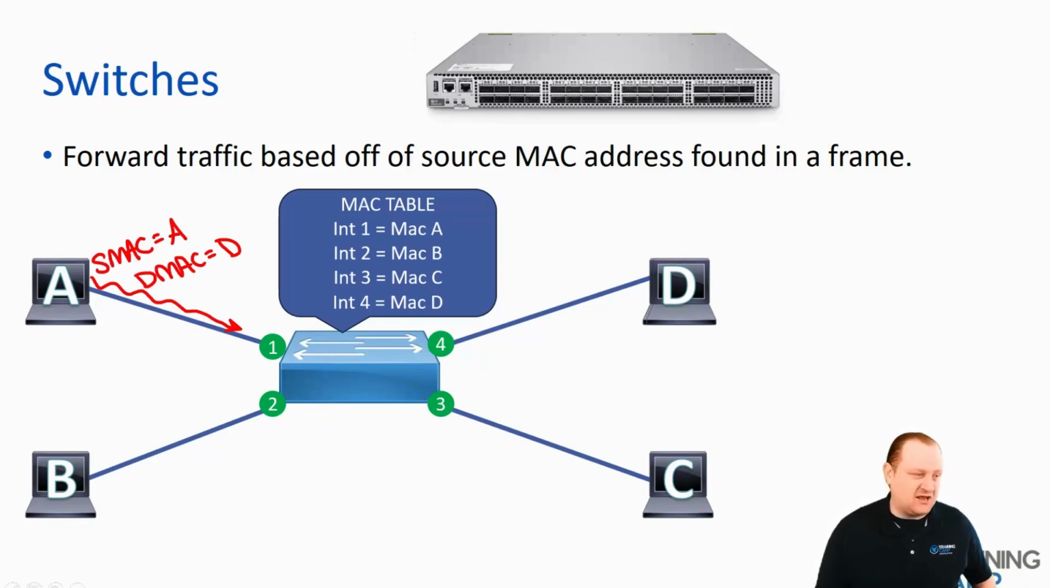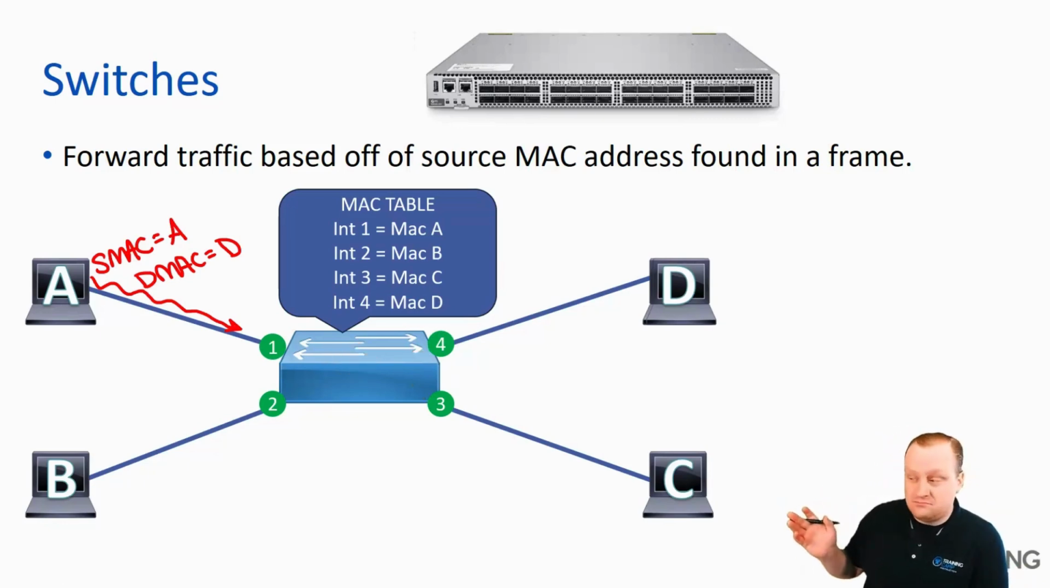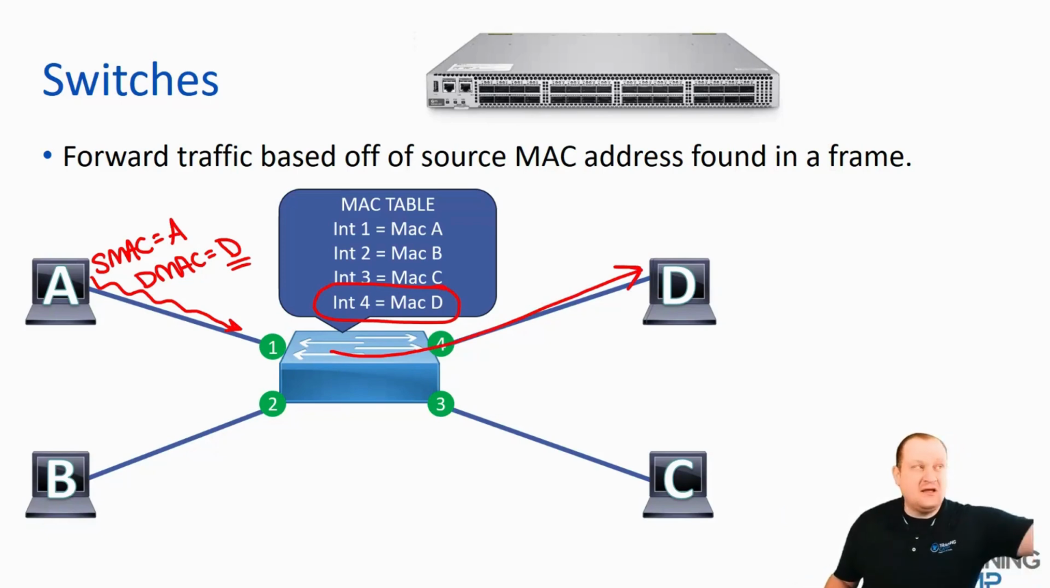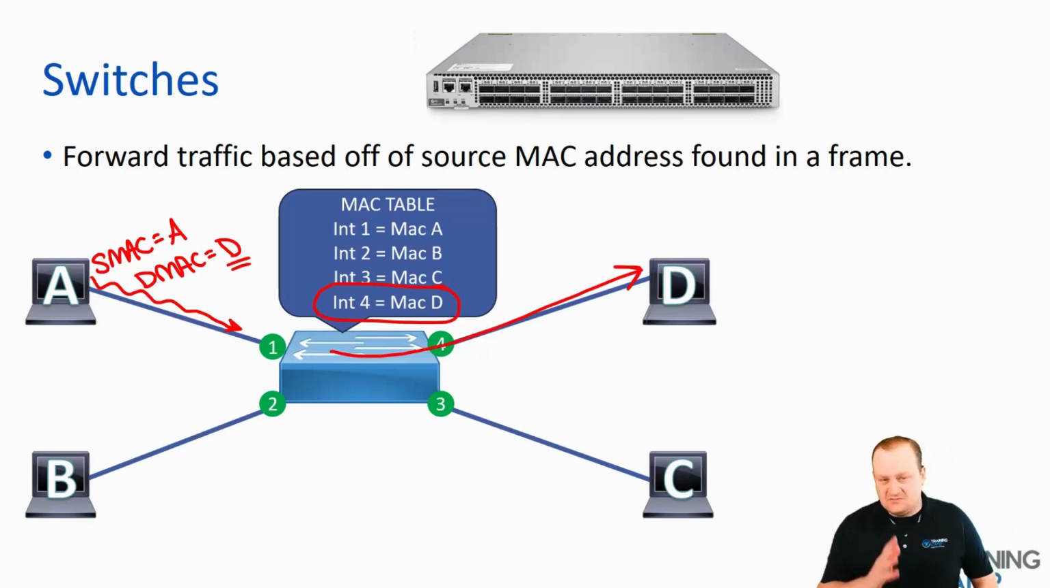Oh, it's not too tricky, right? You can simply look at the table. If you're trying to go to Delta, your destination MAC address is D, you should go out interface 4. And that's exactly what the switch is going to do. It's going to send out interface 4. Doesn't need to send out 2. It doesn't need to send out 3. Just out 4. The end. And then out it goes. So again, it looks at the MAC address to decide where to forward traffic.